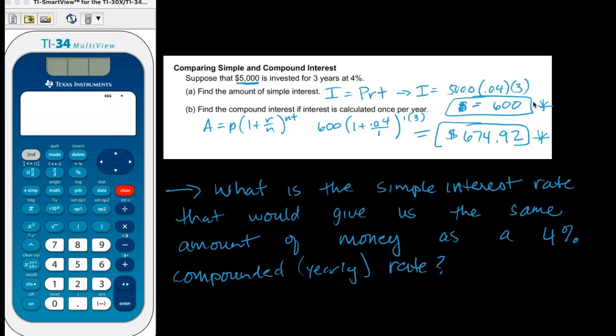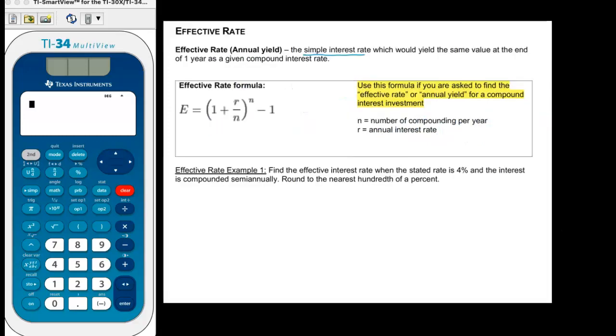So why don't we do an example and use the effective rate formula so we can see how this works. The nice thing about the effective rate formula is there aren't too many variables. E is just effective rate, and then the R and N represent the same things as in the compound interest formula. N is the number of compoundings per year, and R is the annual interest rate, and as always, it's as a decimal.